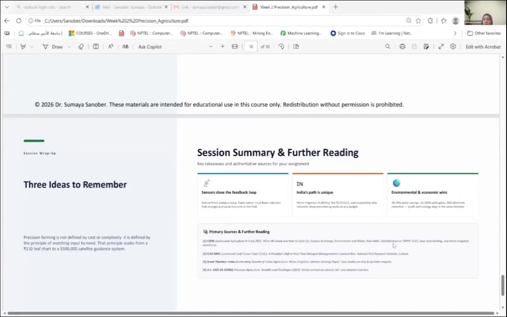Let's summarize. The 3 major ideas that we have seen in this week 2 session were: first, the sensor that closes the feedback loop between field conditions and the farming decision. Second, we have seen India's precision agriculture pathway that matches small-holder farmers, not very big farmers that have acres of land.